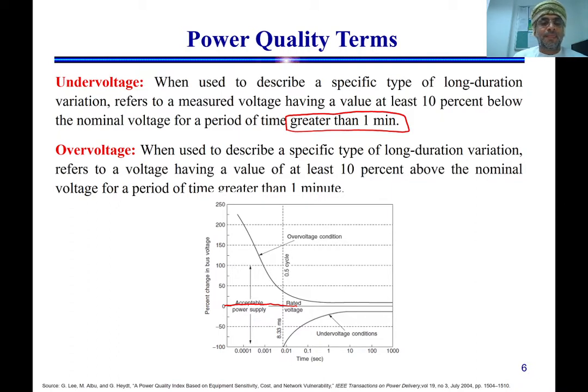Okay. Same thing will be applied for the over voltage. So over here we have more voltage compared with the rated value, and it is also more than a minute. So that's why we call it over voltage. If the time is less than a minute, we call it voltage swell, right?